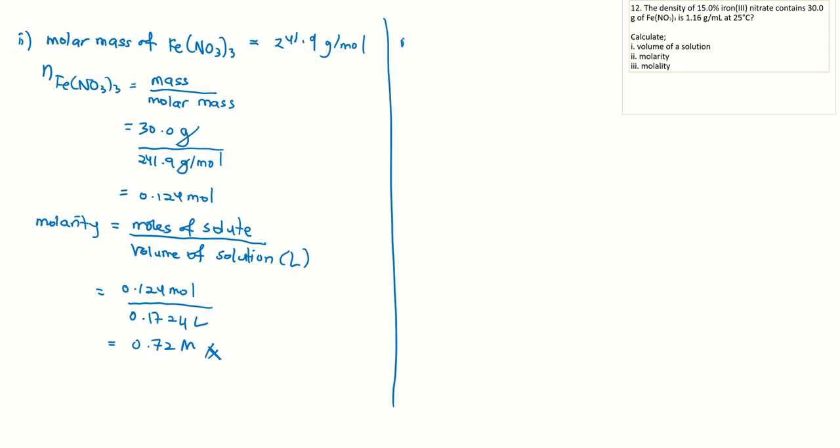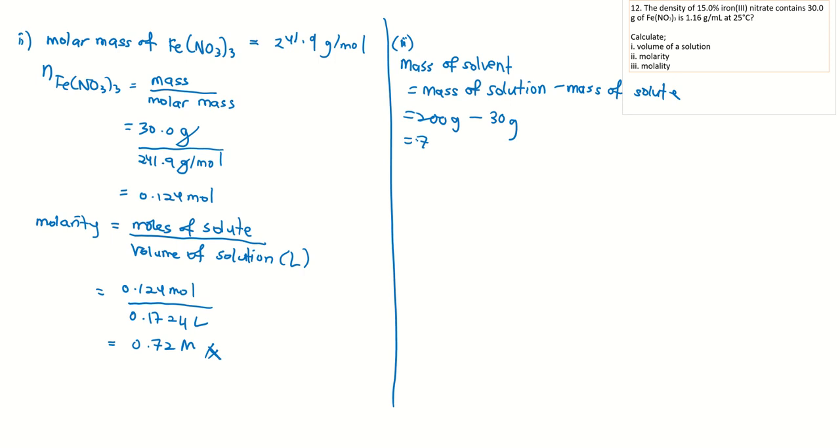Next, question number 3. Molality equal to what? Equal to moles of solute over mass of solvent. So now we only have the mass of solute, but we don't have the mass of solvent. So we must first find out the mass of solvent. Mass of solvent equal to mass of solution minus mass of solute. Mass of solution you already get in part 1. So 200 gram minus 30 gram equal to 170 gram.